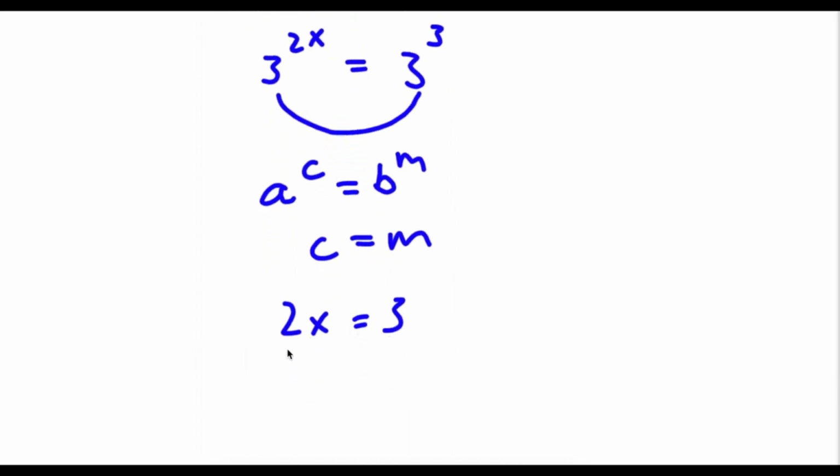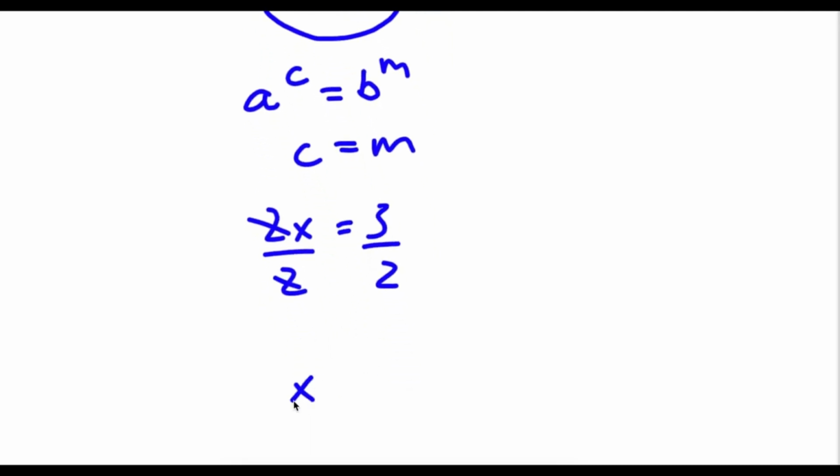Now to solve this, simply divide both sides by 2. These two cancel out, and I'm left with x is equal to 3 over 2.